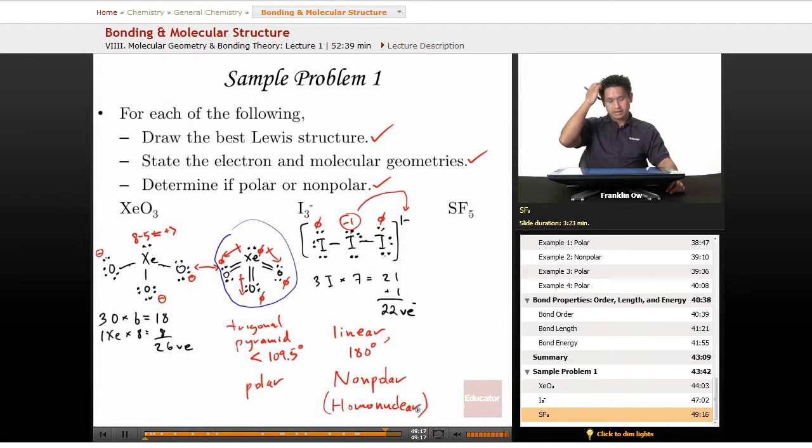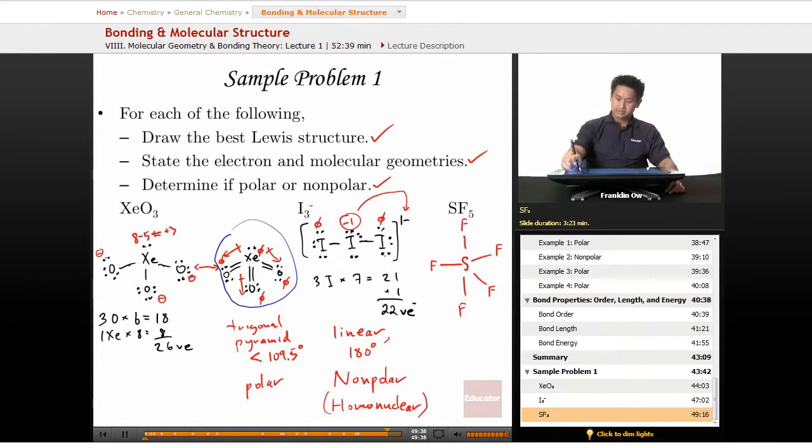Okay then, last example, everybody, is going to be SF5, or sulfur pentafluoride. Okay, central atom in the middle is sulfur. I'm going to surround the center with all fluorines, like that. And I'm going to connect everything to the center using a single bond, like that.